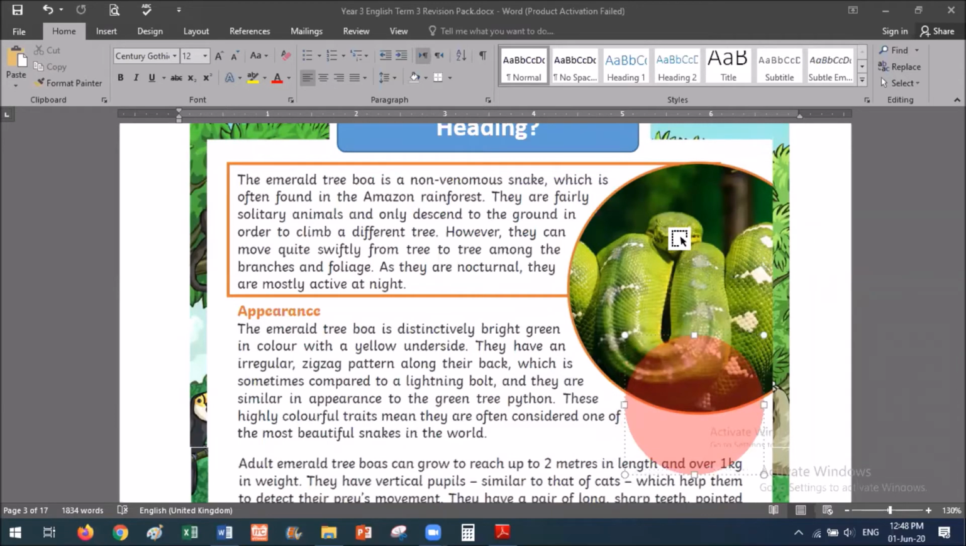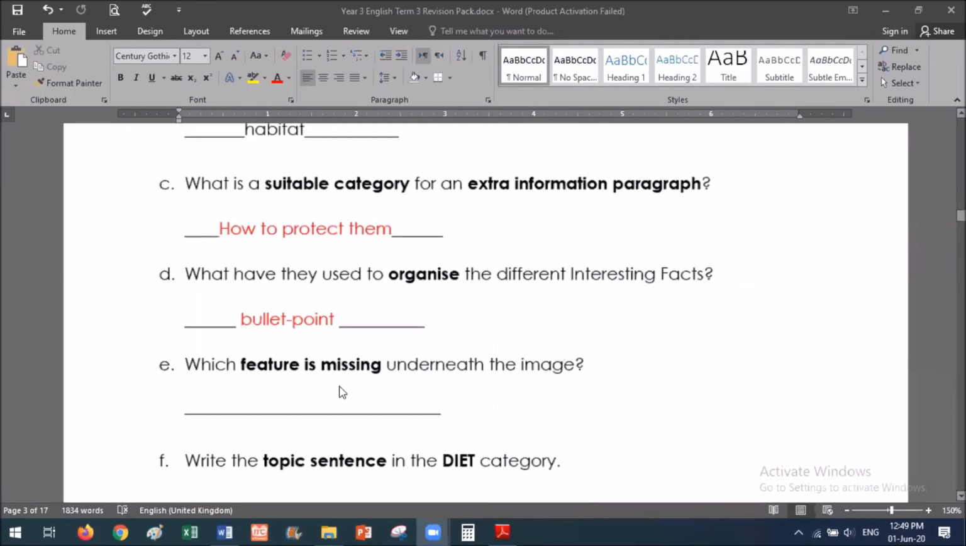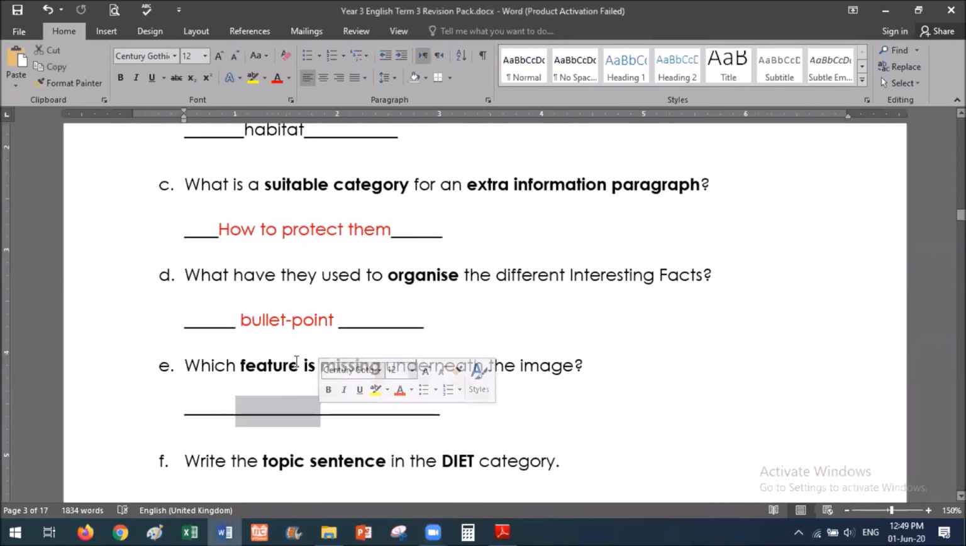We could just say the emerald tree boa, or we can say the boa is a nice shade of green. So now we can see what color it is. There are lots of things that we could write underneath this picture. Okay, so we are missing the feature. The feature is called a caption.